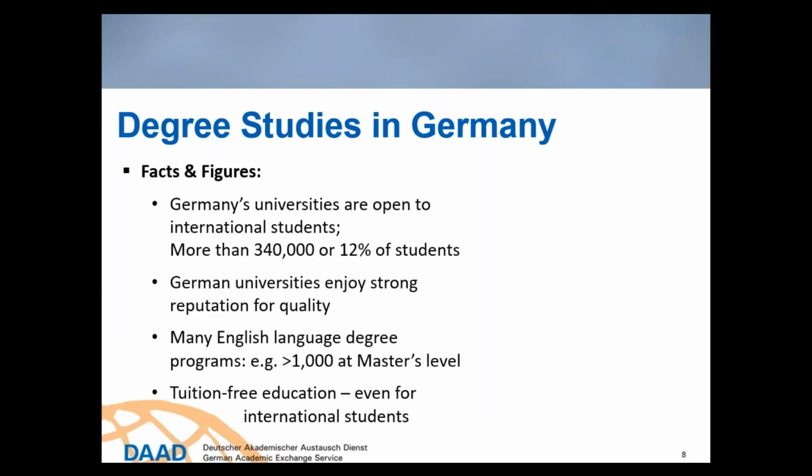Obviously, as many of you will know, Germany enjoys a very strong, well-earned reputation as having excellent quality at its universities, so that is attractive to people. The other thing that has happened in recent years in Germany is that the number of English language degree programs on offer, particularly from the master's level up, has increased quite substantially. At the master's level alone, there are more than 1,000 English language degree programs. So that, of course, is driving interest and increasing the accessibility.